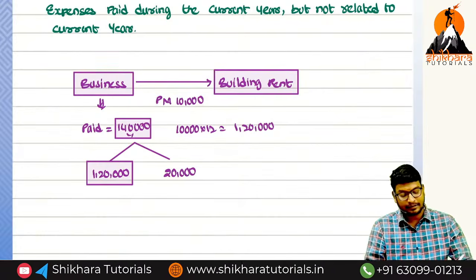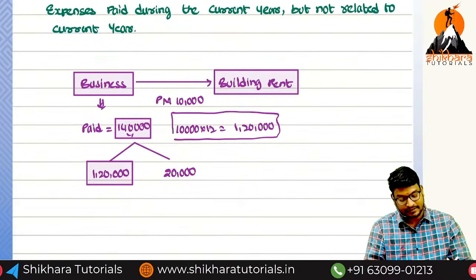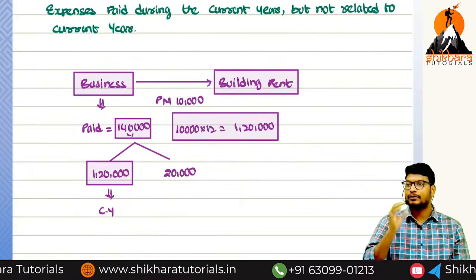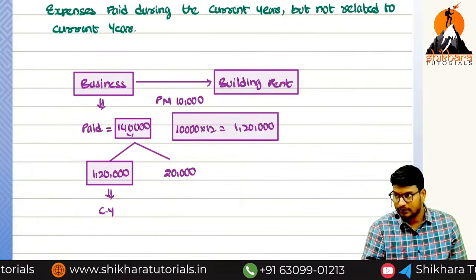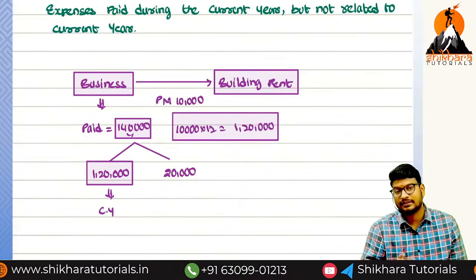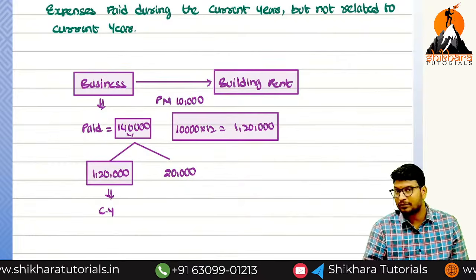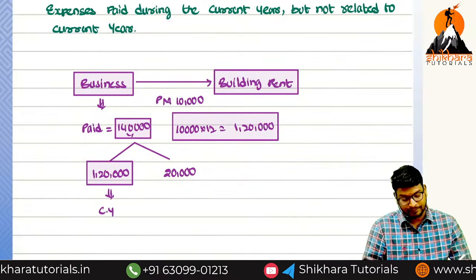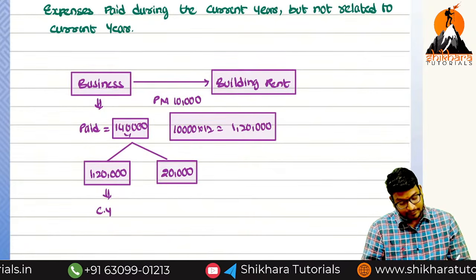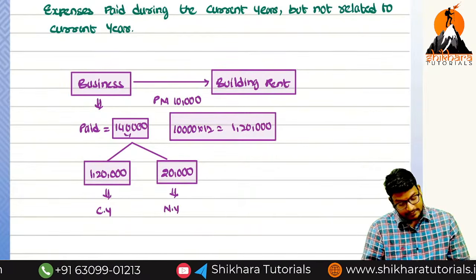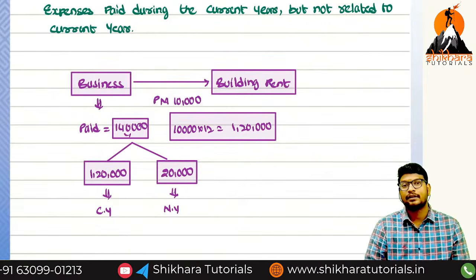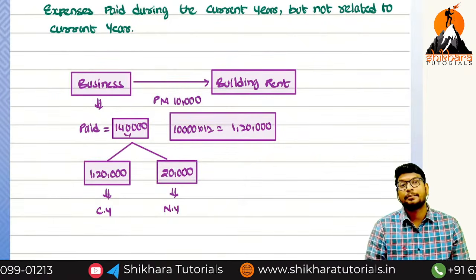This 1,20,000 we should not call prepaid. That is related to the current year, and the other is related to next year. That is the reason this 1,20,000 is called normal building rent paid during the current year. Rent paid during the current year is a normal expenditure. The entry will be building rent account debited to cash or bank account. But the 20,000 is related to which year? Next year, but we have paid it in the current year. So this 20,000 is not a normal expenditure. It is a prepaid expense.